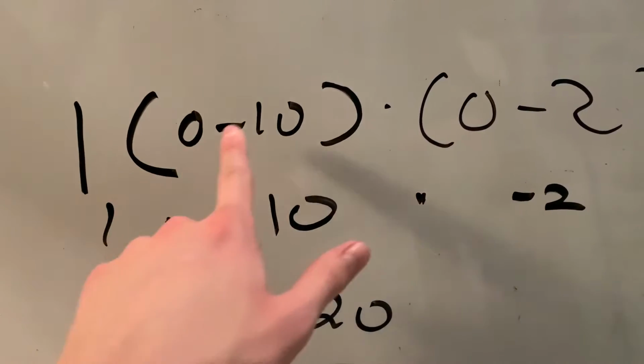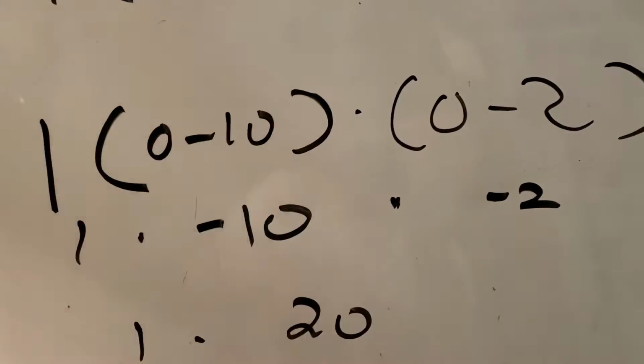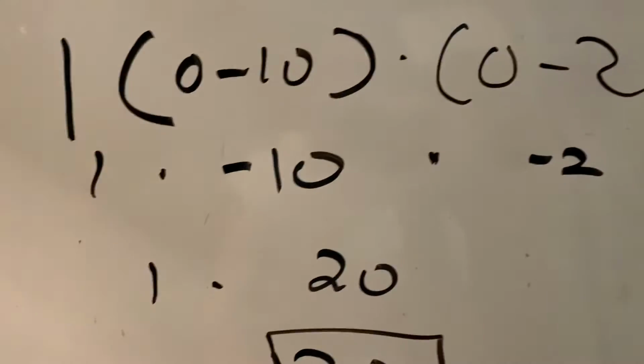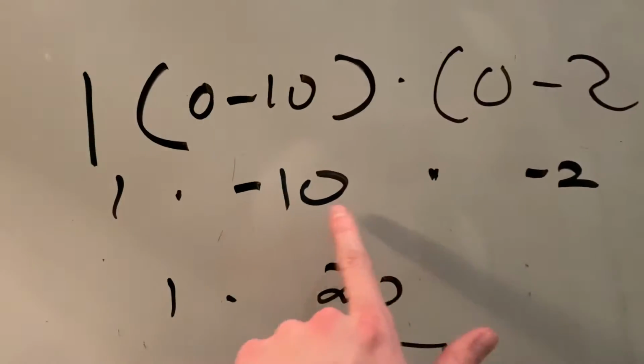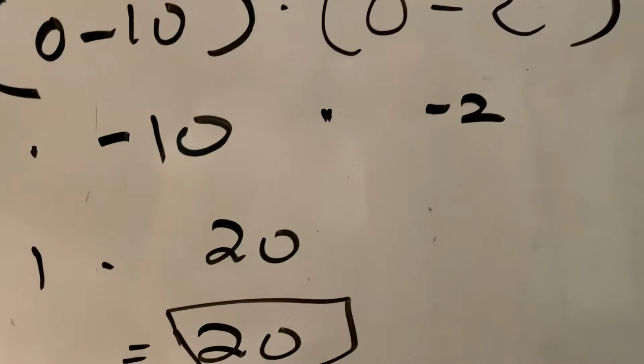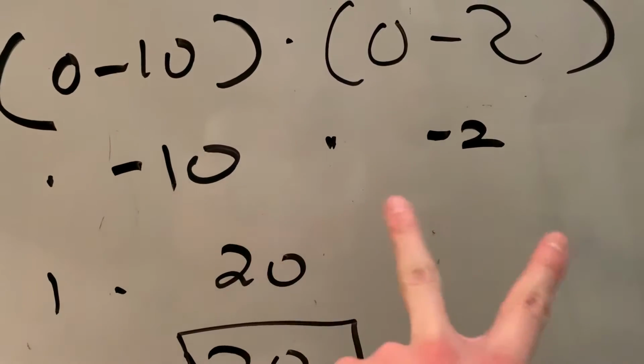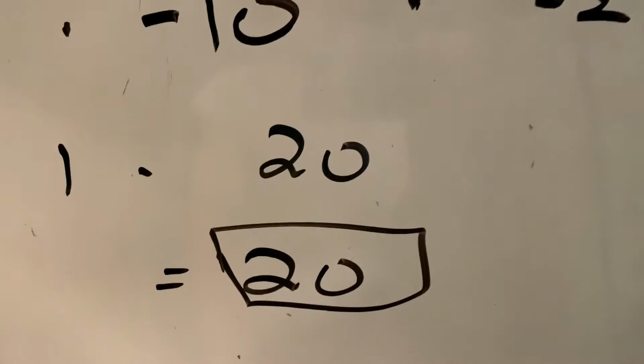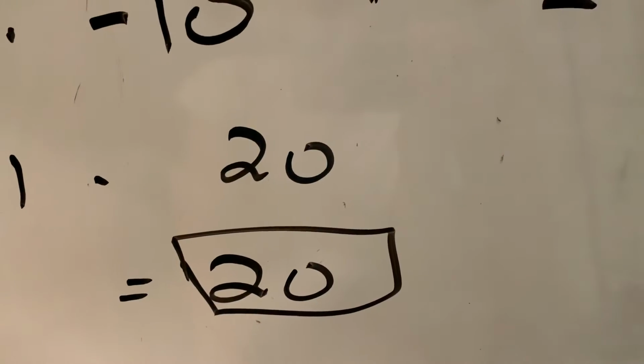So 0 minus 10 is negative 10. 0 minus 2 is negative 2. So we are multiplying 1 times negative 10 times negative 2. 1 is basically nothing. Negative 10 times negative 2 is 20. So 20 theoretically should be our y-intercept.